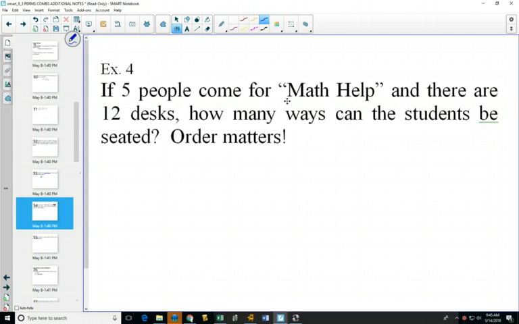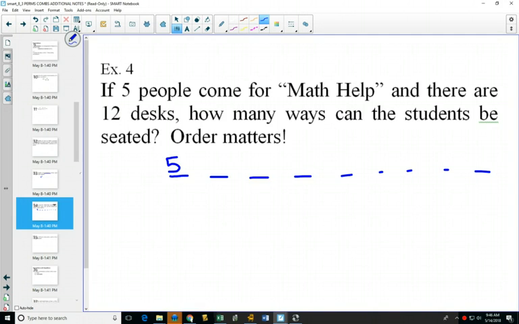Now, this example with putting students into desks, we have 5 people coming for math help and there's 12 desks. For whatever reason, this becomes harder because when we have spaces and we put numbers into spaces, we somehow in our brains transfer that over into desks, and desks are things that we put people into. So people are very tempted in this one to make 12 spaces. And if you make 12 spaces and you go, okay, there's 5 people, and then all of a sudden you're like, I'm going to run out of numbers to fill those spaces if I go 5, 4, 3, 2, 1.